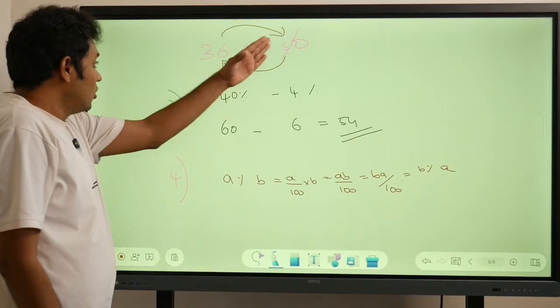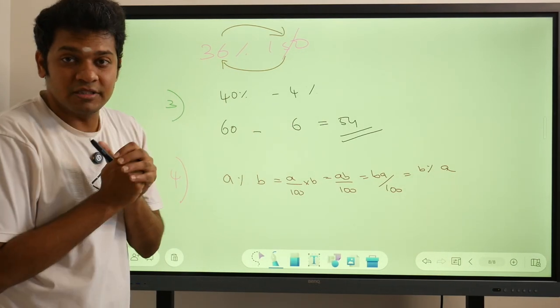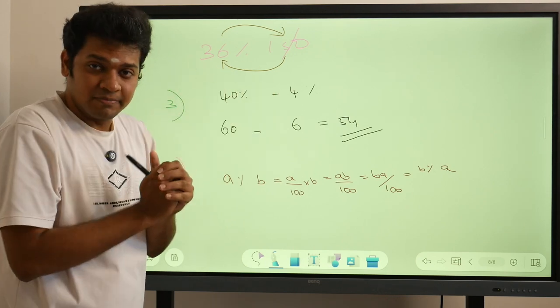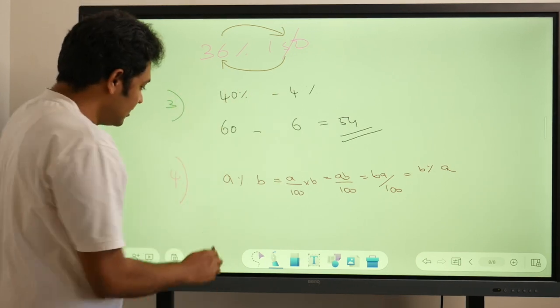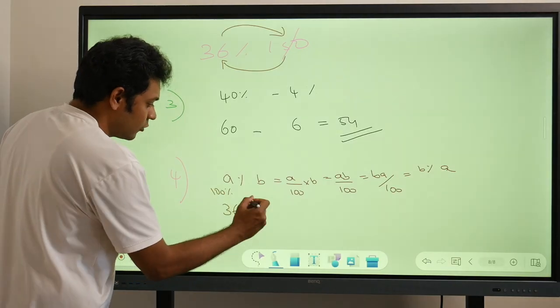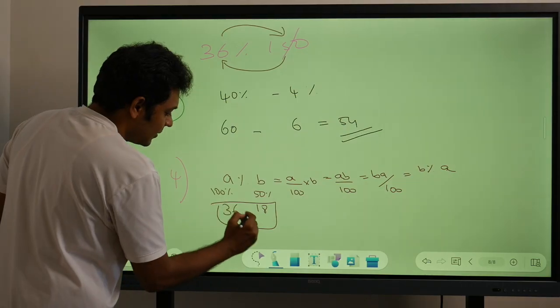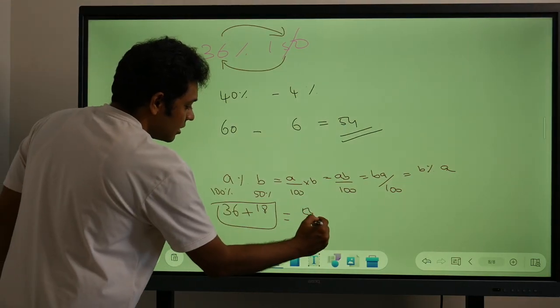We know 150% of 36 can be separated as 100% plus 50%. What is 100% of 36? The whole number one time, which is 36. Therefore, what is 50% of 36? Half of this, 18. What is 100% plus 50%? 54.